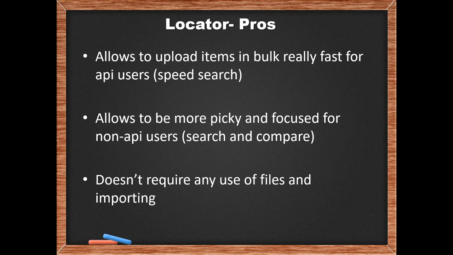Okay, so let's talk about the pros. Why should you use the locator? It allows you to upload items in bulk really fast for API users, as I said, with the speed search. So for example, if I ran a scan on a URL with 9,000 items, then SellFreaks is going to scan the entire 9,000 items. Of course, not all the 9,000 items will be uploaded, because some will fall on VeRO, or some will fall on lack of item details or such, but most of it will be uploaded.